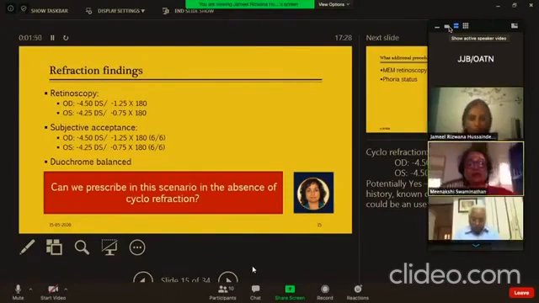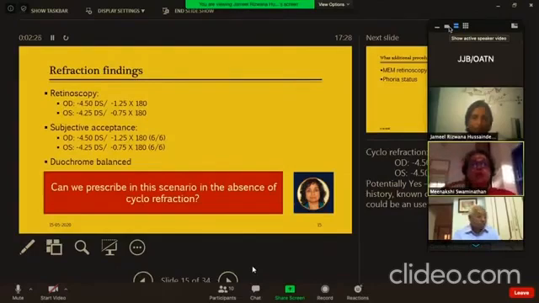I think given the child's age, subjective refraction and subjective acceptance are likely to be reliable, number one. And the amount of progression seems to be in line with his vision. He's 6/12, 6/9, and we have seen a progression of 0.5 and 0.25. So that's point number 2. And 3, the duochrome is balanced, which is something we rely on quite a bit. And again, potentially an older child, so reliable responses.